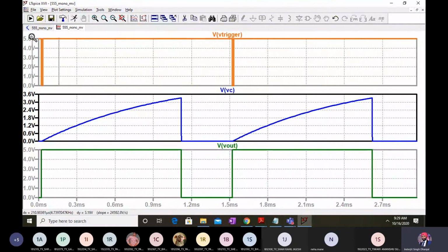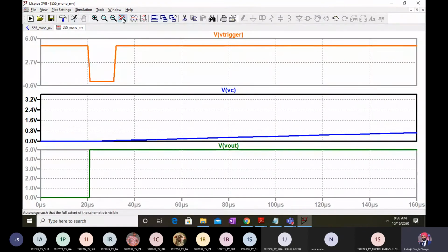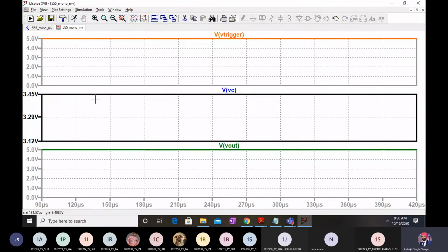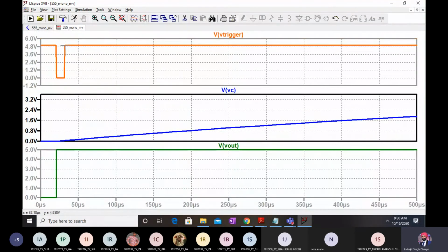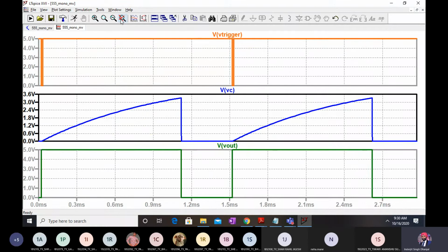So this is what is happening. Now let us concentrate on the trigger pulse. As I have shown you, the trigger pulse is of very short duration, going from 5 to 0. It's a negative going trigger pulse from 5 to 0. Here 5 volts is treated as logic 1 and 0 volts is treated as logic 0. This blue color waveform is my voltage across the capacitor, and my green color is my output voltage.